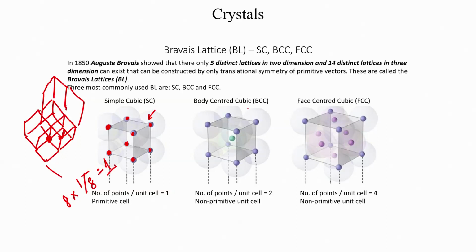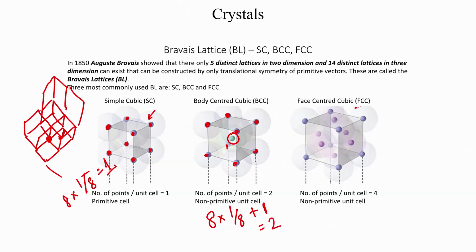What about the body centered cubic? A body centered cubic has got 8 vertices just like the simple cubic structure, but it's also got 1 atom right inside the body, and therefore the total number of atoms is going to be 8 times 1/8 plus the 1 which is not shared by any other cell, so which is 2.